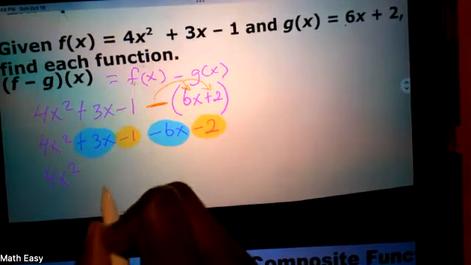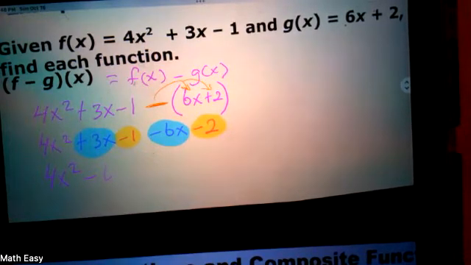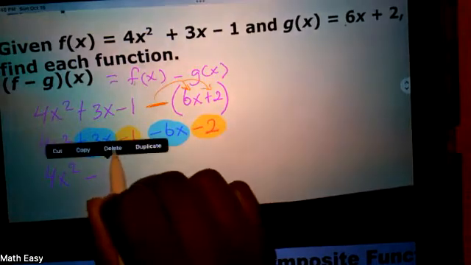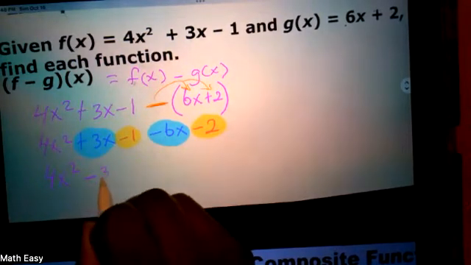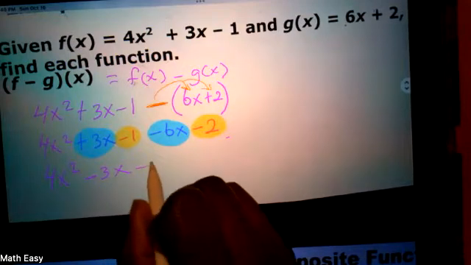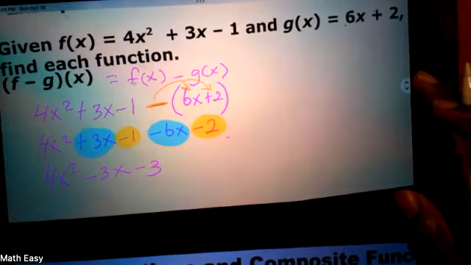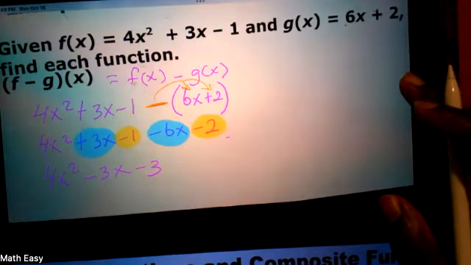Positive and negative, the signs are different, so we will subtract. That gives us negative 3x. And negative 1 and negative 2, the signs are the same, so we're going to add, giving negative 3. All right, so once we combine, then we will get our answer.